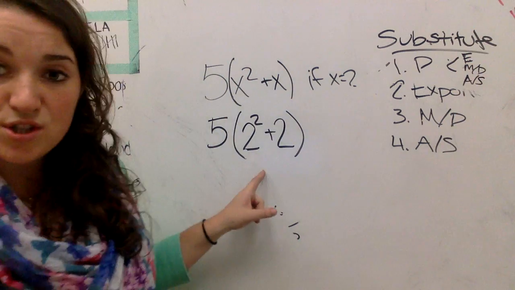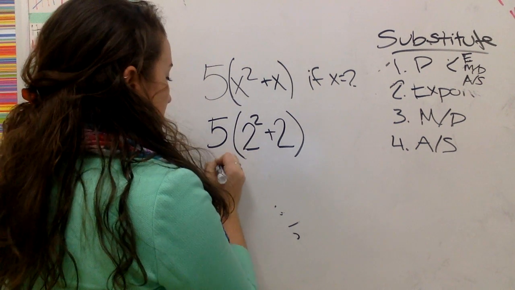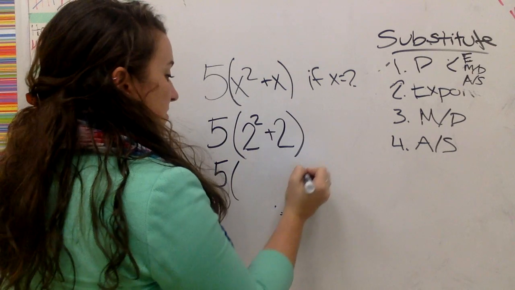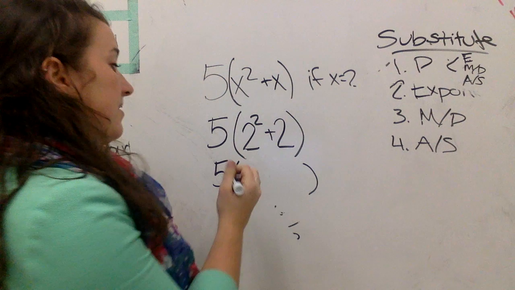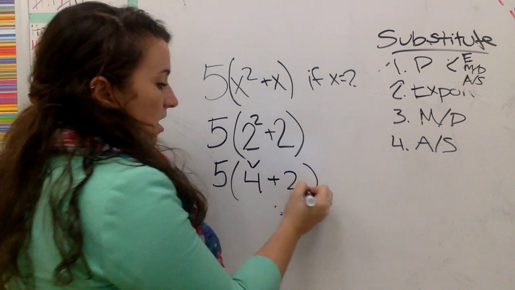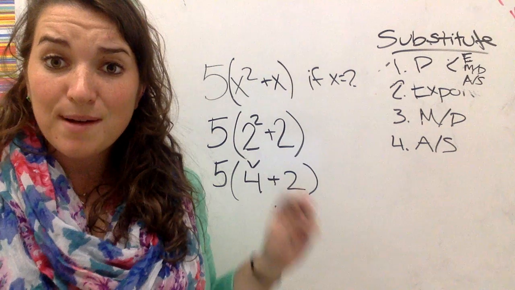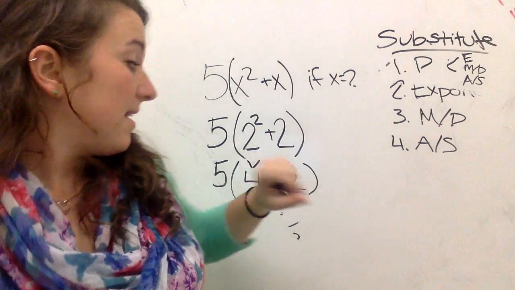So I'm going to start with my exponents right here. I'm going to rewrite everything around the parentheses, and I'm just going to solve one step at a time in the parentheses. So 2 squared becomes 4, and I'll rewrite the plus 2. I'm just doing exponents because I still need to follow this order inside the parentheses.